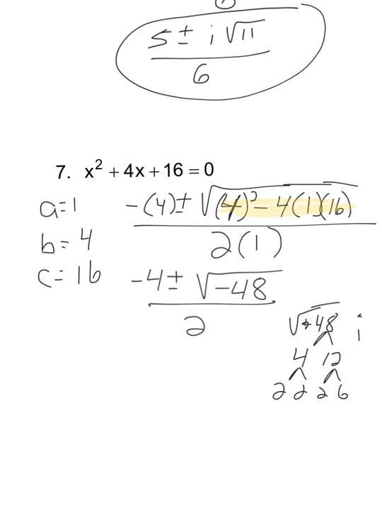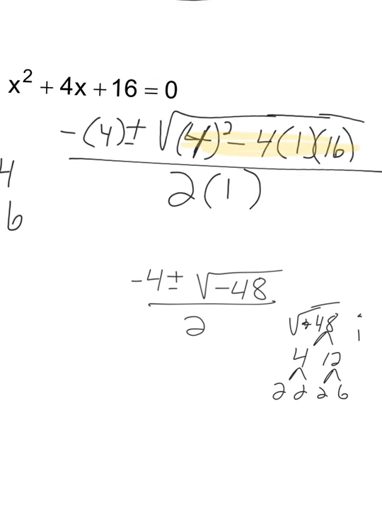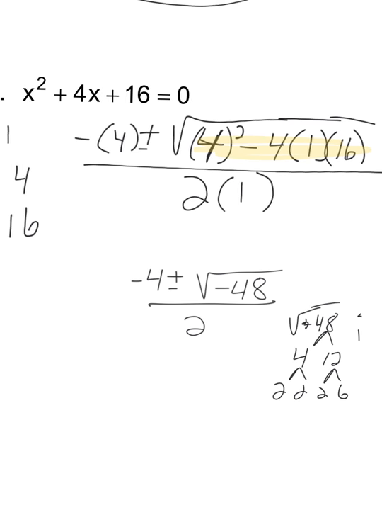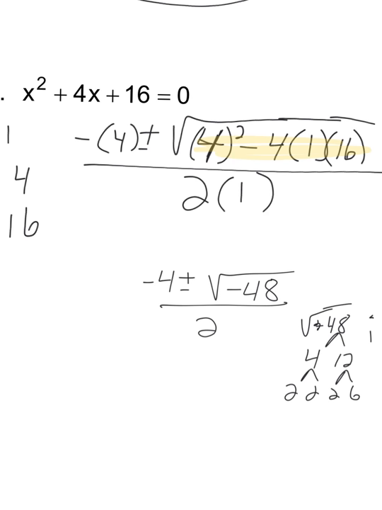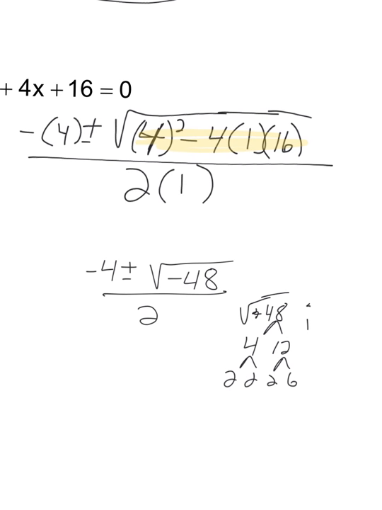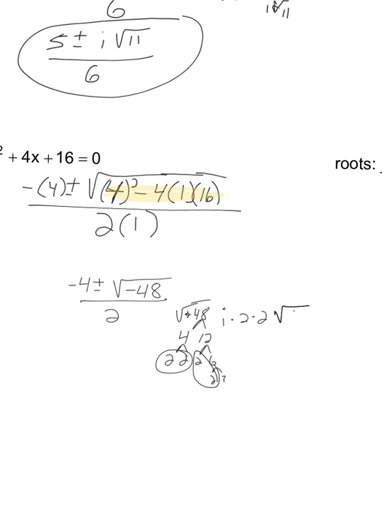Let me clean that up. Okay, trying to clean up so you guys can see a little better what I got going on here. So I had a negative 48, brought it out as an i. Then I broke these guys down, circled my pairs, brought them out, multiplied them back together. And then I had a 3 left over. So that 3 goes back in the box. So 2 times 2 is 4. So this gives me 4i square root of 3. I'm going to replace the negative 48 with that.